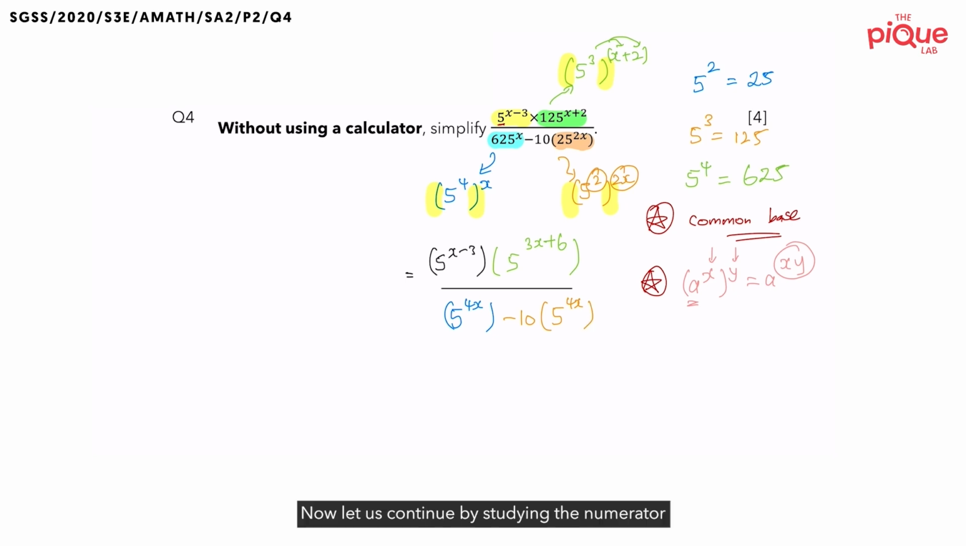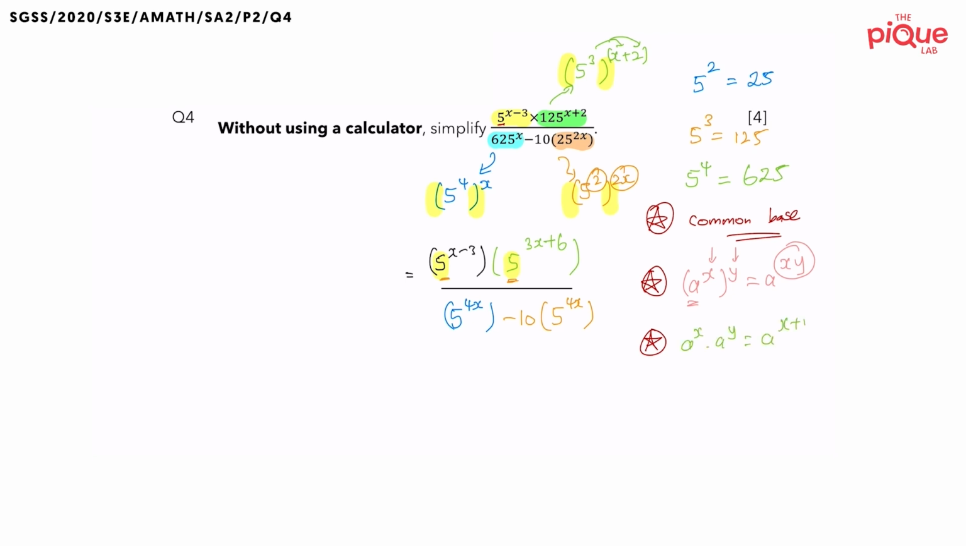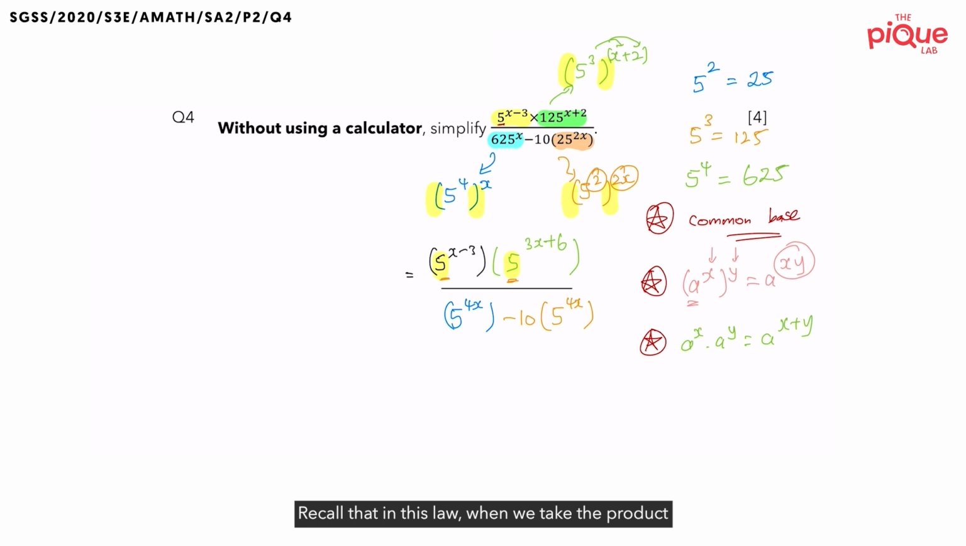Now let us continue by studying the numerator and denominator separately. In the numerator, we see that there's a product of 2 terms and they share a common base of 5. For expressions in such format, we can simplify them by using the following law of indices. Recall that in this law, when we take the product of 2 terms who share the same base, we simplify them by adding up their powers together. So for the numerator term, we can simplify by adding up the powers together. We will have gotten 4x plus 3.